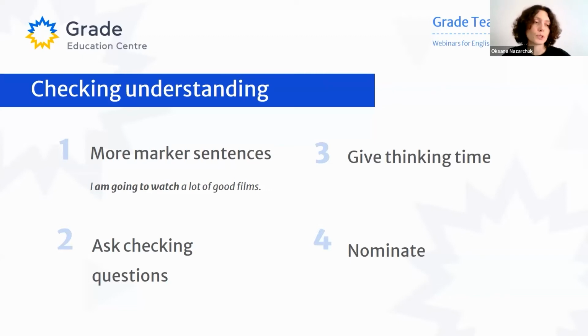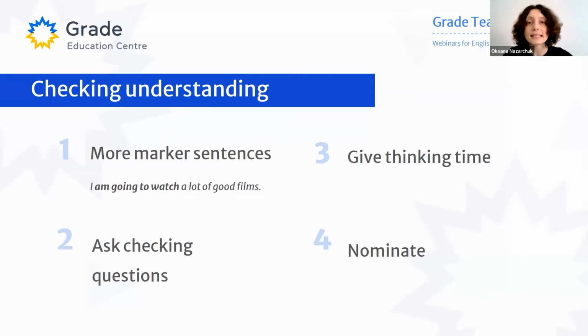And how do we do it? We take more marker sentences from the same text. We keep using the same context. That's why I said we need to have several uses of the structure. We have to see the structure being repeated in the text. So we take more marker sentences. For example, here I say, I'm going to watch a lot of good films. And I keep asking the same questions. I don't need to change the questions even.